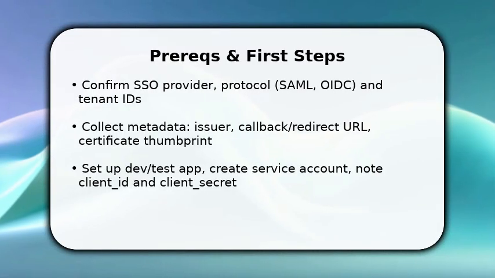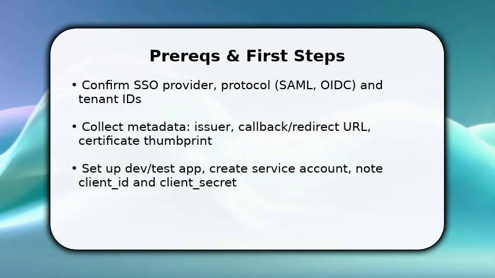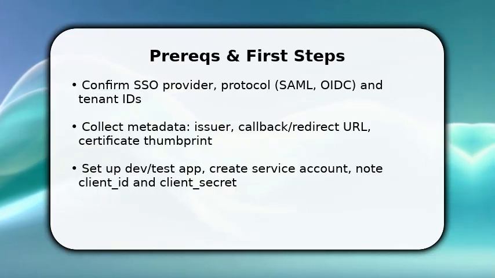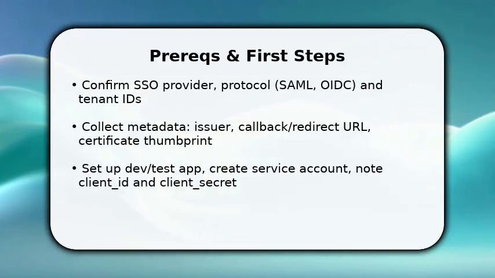You start by verifying prerequisites. Choose SAML or OIDC and confirm the provider, tenant, and app registration details. Next, fetch metadata, issuer, redirect URL, and public cert thumbprint, because you'll need exact values later.